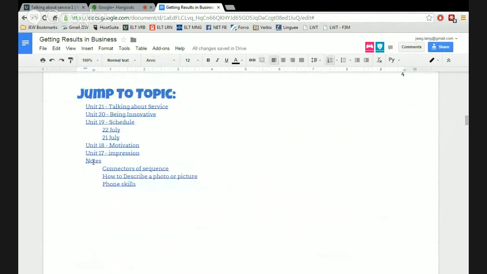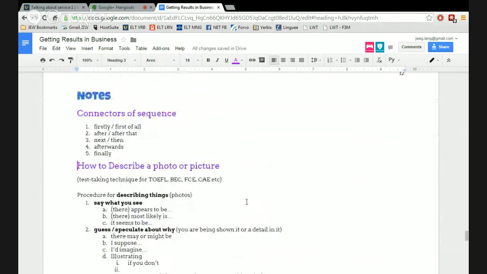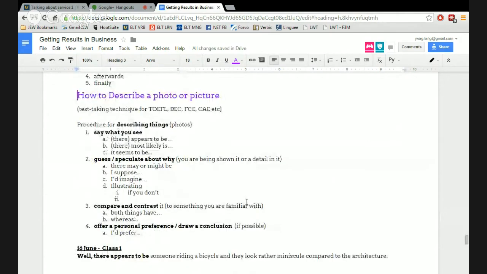It says jump to topic, notes, connectors of sequence, how to describe a photo or picture, phone skills. When we learn a particular technique, I try to put the notes at the bottom where it says notes, and today we're going to look at how to describe a photo. Click on there, brings you to page 12, and then you've got our technique in front of you.